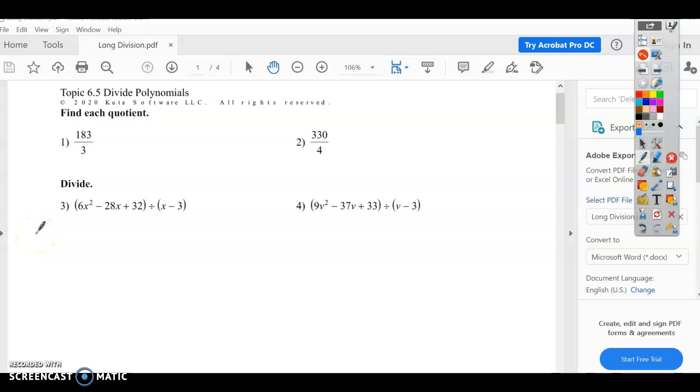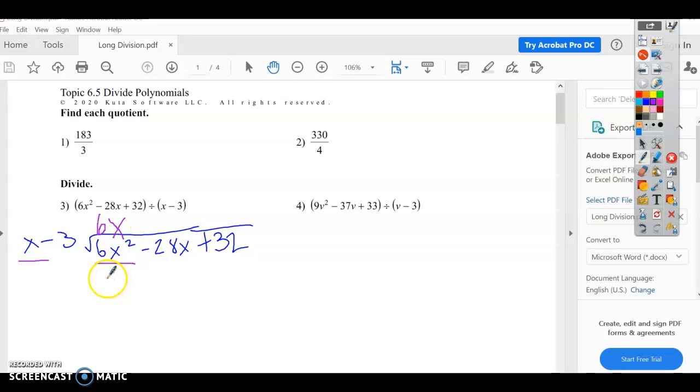So our first one is x minus 3, and we're dividing 6x squared minus 28x plus 32. Okay? Now when we look at this, our first term here is x. So how many times can x times what can go into 6x squared? That's going to be 6x, because x times 6x is 6x squared. So we have 6x squared.